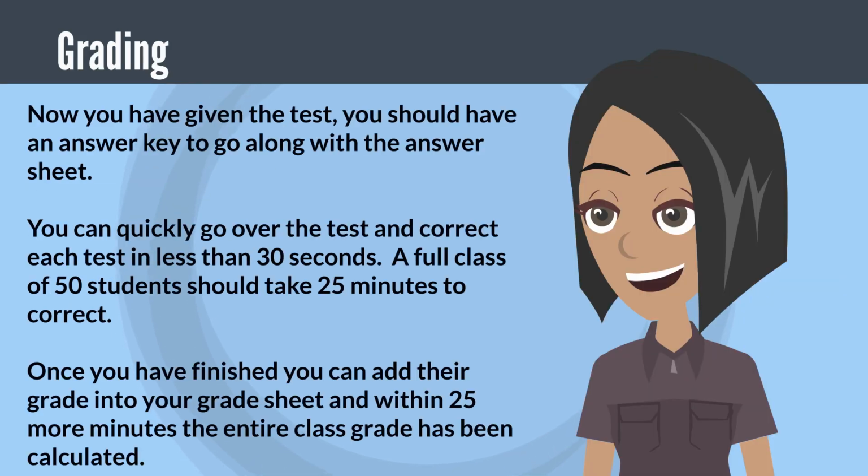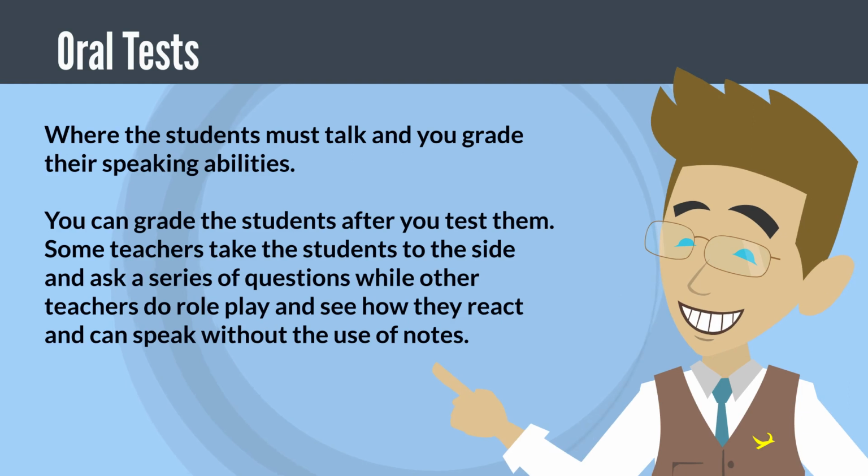Now you have given the test, you should have an answer key to go along with the answer sheet. You can quickly go over the test and correct each test in less than 30 seconds. A full class of 50 students should take 25 minutes to correct. Once you have finished you can add their grade into your grade sheet and within 25 more minutes the entire class grade has been calculated. While this may sound easy, it isn't.